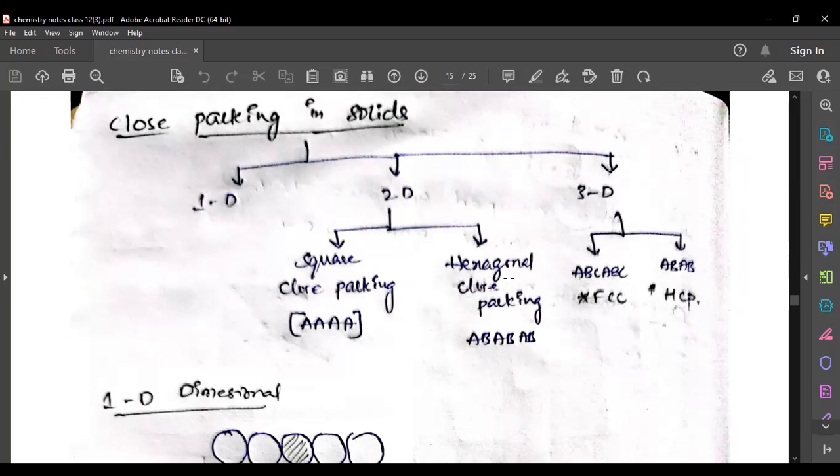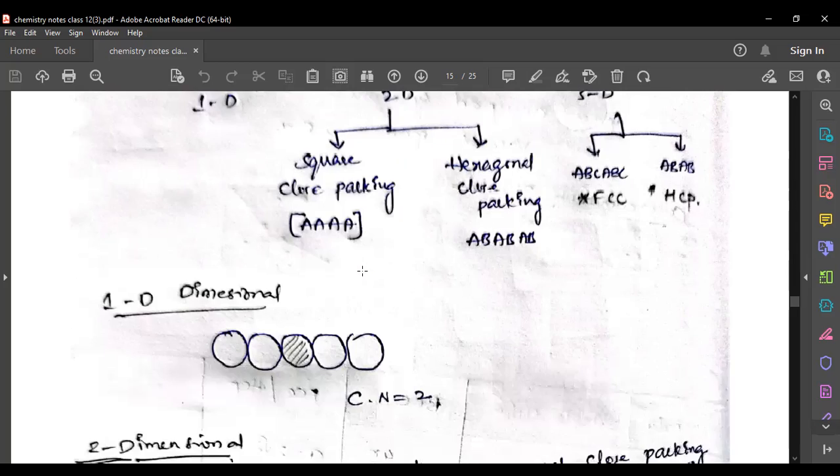Again, close packing in solids we study in three different types: one dimensional, two dimensional, three dimensional. In two dimensional we have two different close packings. One is square close packing, the other one is hexagonal close packing. In three dimensional we have two different patterns, ABC ABC and AB AB. So there's a complete chart about close packing in solids in 1D, 2D and 3D. And in each and every packing we have different coordination numbers and different packing efficiencies.